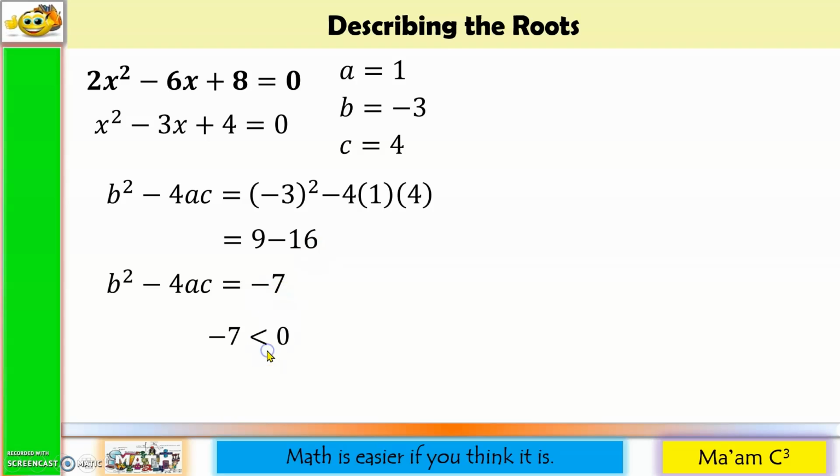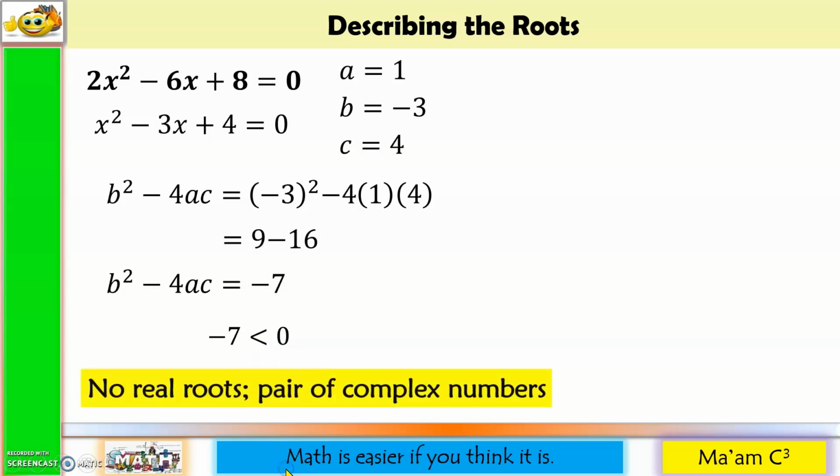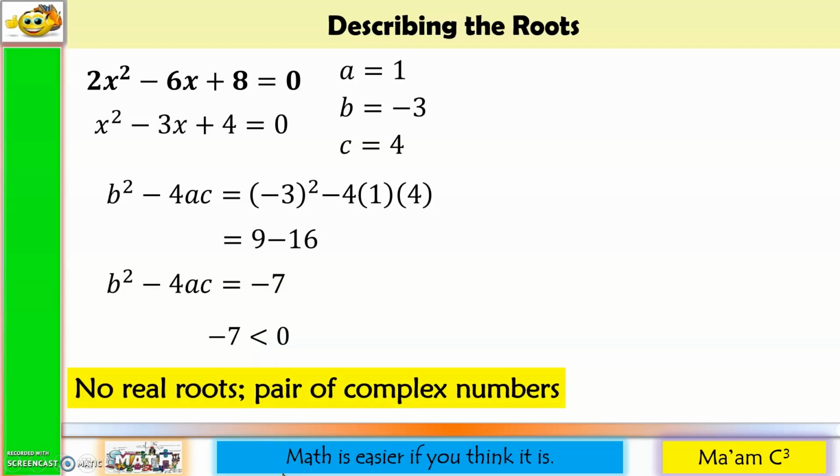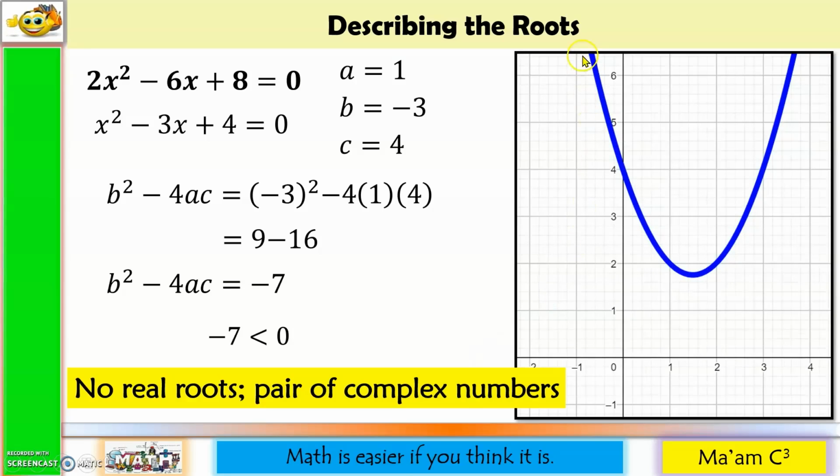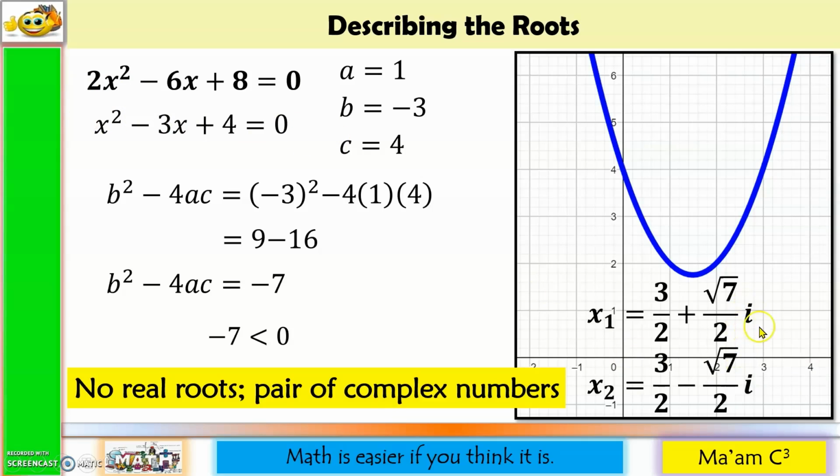-7 is less than 0. Therefore, we do not have real roots. Instead, we have a pair of complex numbers. Now let us look at the graph. So you will notice that the graph did not cross the x-axis. And if you are going to solve for the roots of this equation, these are the roots. Notice the i here. That stands for complex numbers. And they are a pair, one positive and one negative.